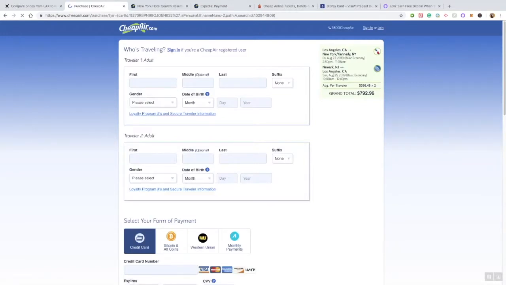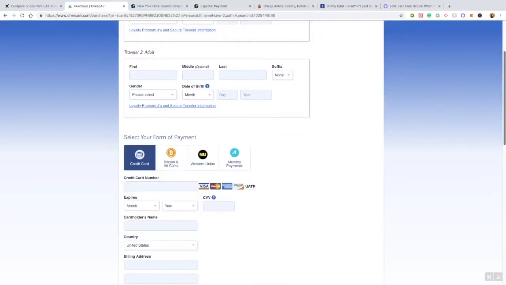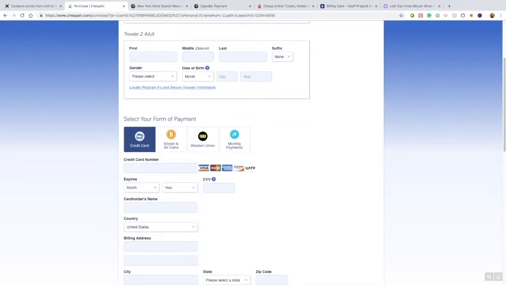Okay, here's where we get to the fun part. So, you're ready to book. You're going to enter your name and the name of the person traveling with you. And then you're going to scroll down to pay. So, as you can see, credit card, Bitcoin, and altcoins, Western Union, or monthly payment. I'm starting to see this monthly payment more and more on different sites. I mean, it's kind of like layaway for travel. But we're here for crypto.